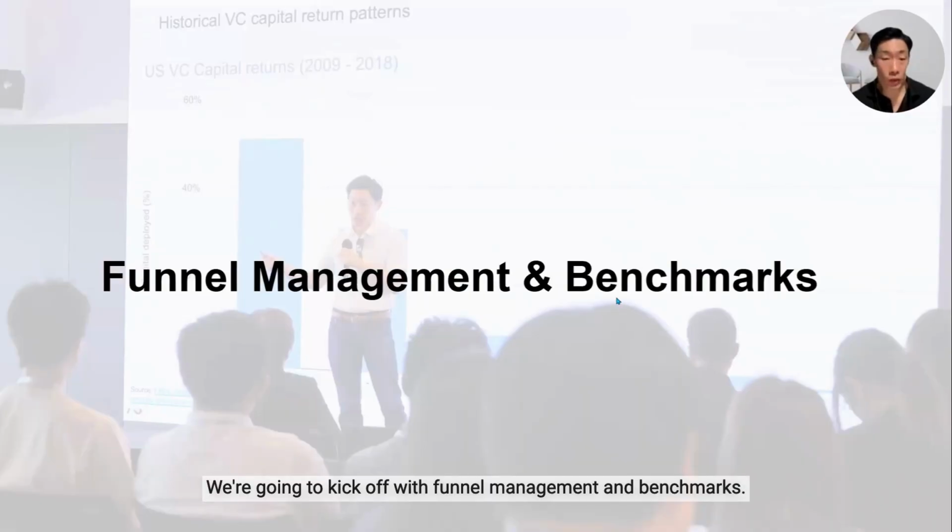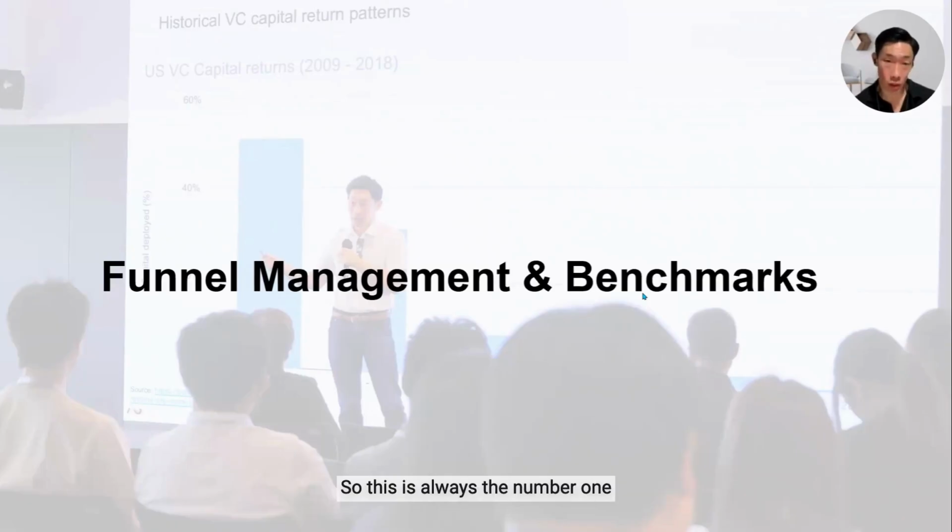We're going to kick off with funnel management and benchmarks. The reason that we need this is that the syndicate has some very unique characteristics. In this vehicle, decision control, capital allocation is given to our investors, which presents risk to you as a syndicate lead operating this: we lack predictability of capital. So this is always the number one thing that syndicate leads talk about, or one of the top few things that we always talk about.